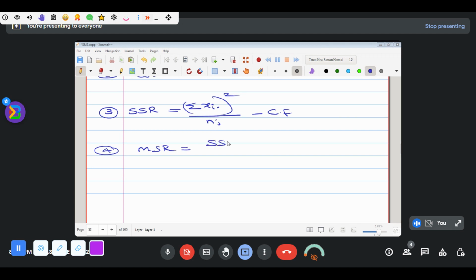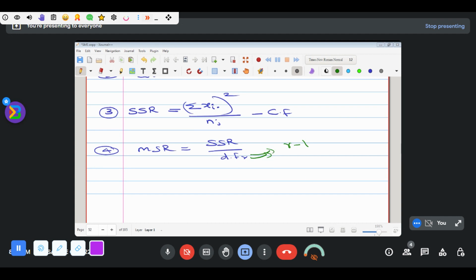The fourth formula is MSR. MSR means SSR divided by the degrees of freedom for the rows. Then what is the formula? Degrees of freedom for the rows is the number of rows minus 1.